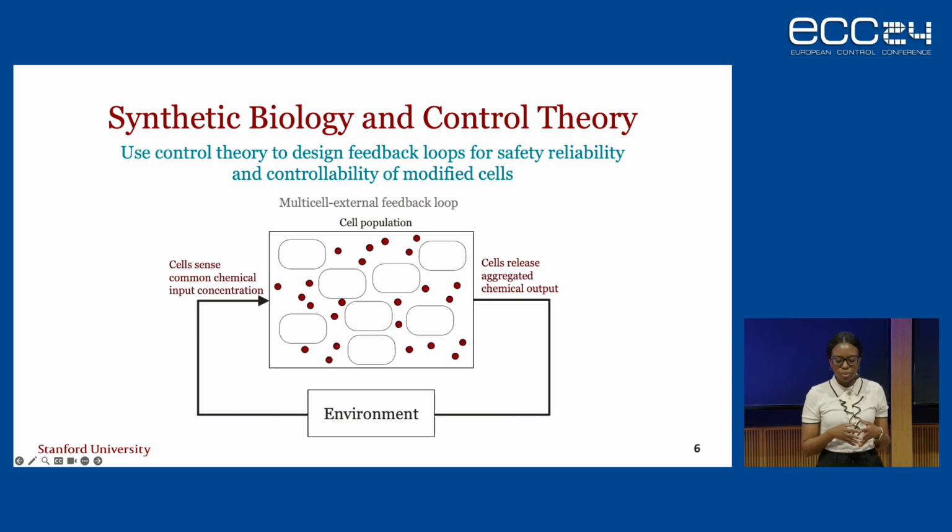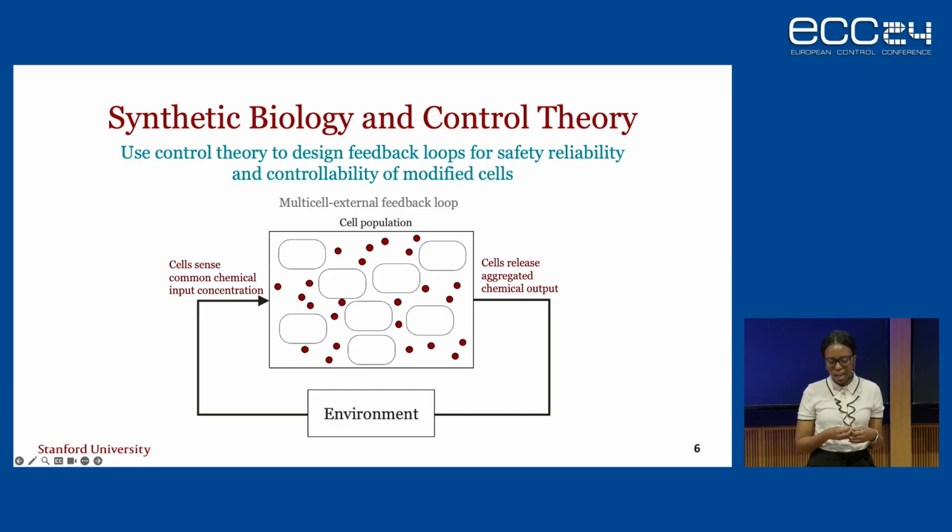For the rest of the talk, I will focus on feedback loops at the multi-cell level. In these loops, the cells secrete a specific chemical, that chemical is aggregated in the environment, and then the concentration of that chemical is read as an input to each cell. I'm specifically going to talk about this feedback in the context of cell population control.